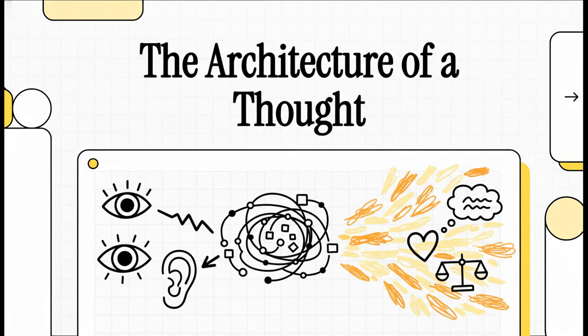Have you ever just stopped and wondered about the hidden gears turning in your own mind? I mean, really thought about it? How does something as simple as a flash of light or a faint sound turn into a full-blown conscious thought, complete with feelings and judgments? Well, today we're going to pull back that curtain and trace the exact architecture of a single thought, from the very beginning to the very end.